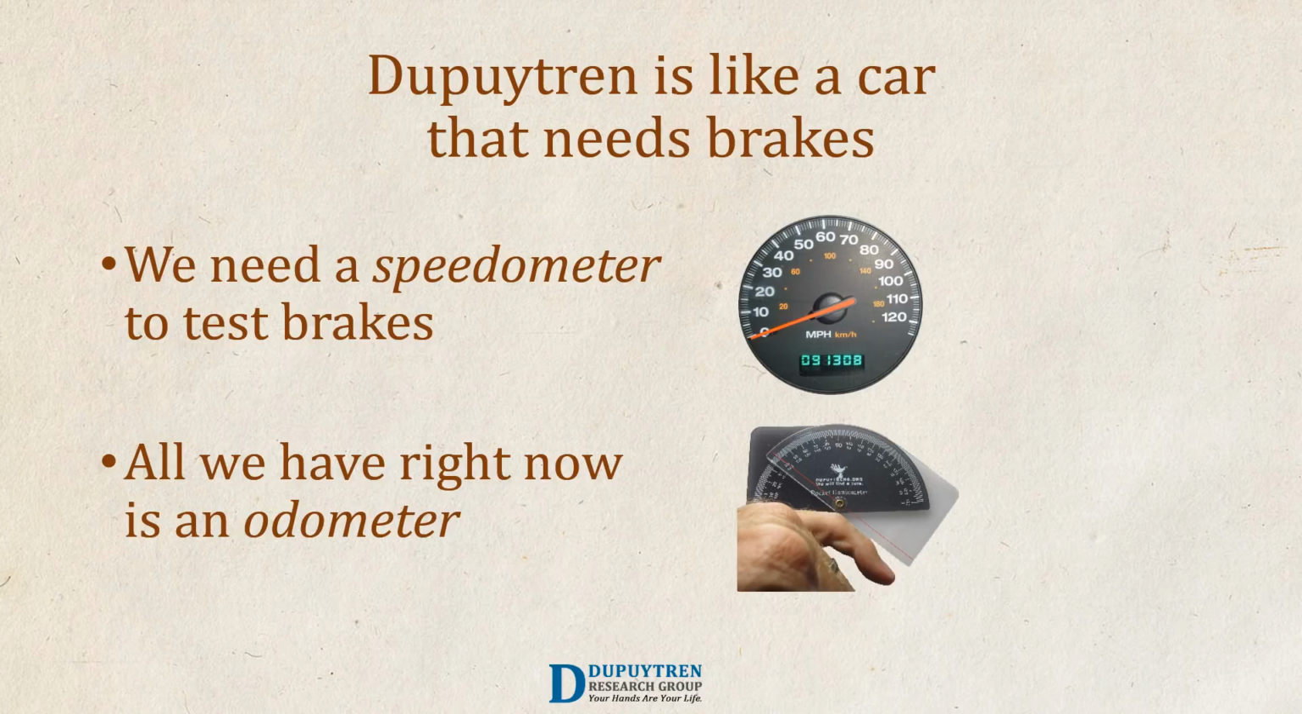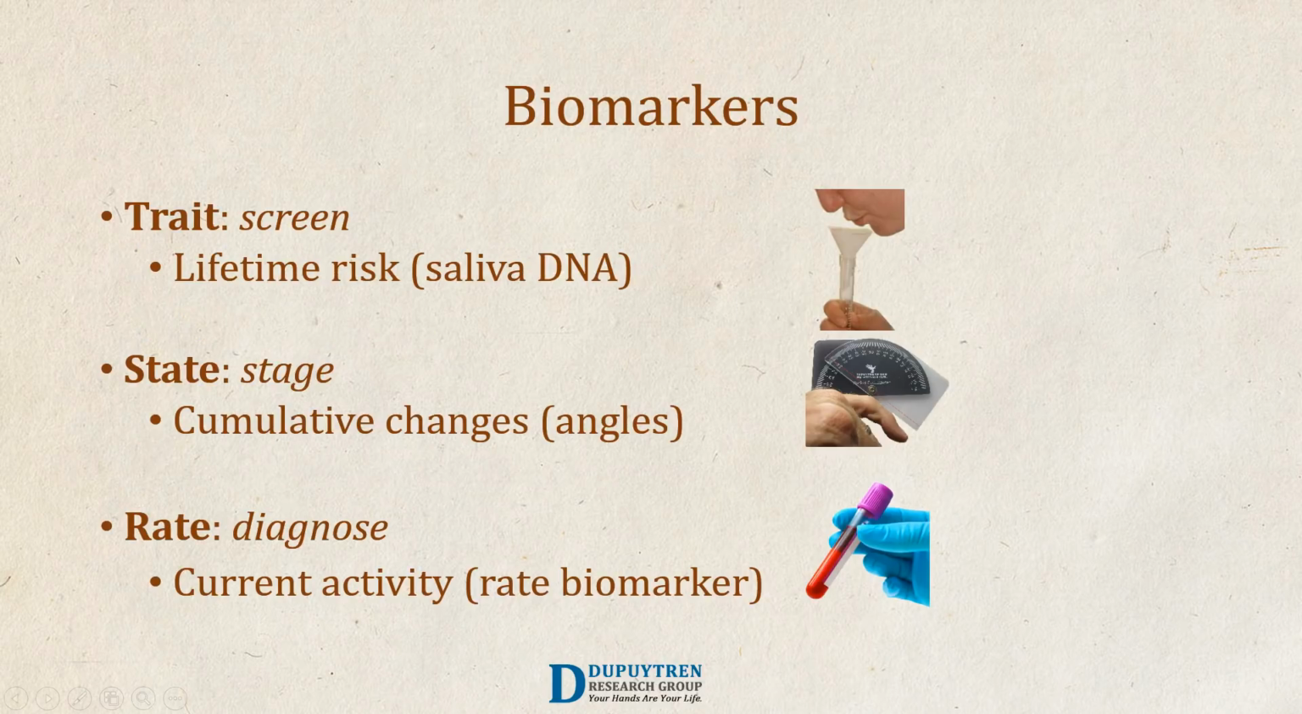Really, all we have is the equivalent of an odometer, which is how bent fingers are, and that tells you how far your Dupuytren has gone. It doesn't tell you how fast you're going right now. Speedometers and odometers are ways that we measure the health of a car, and biologically those kinds of things would be called biomarkers. Biomarkers are measures of disease and health and the effects of disease on health.